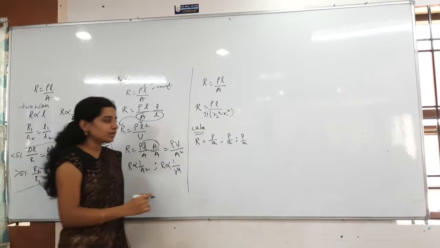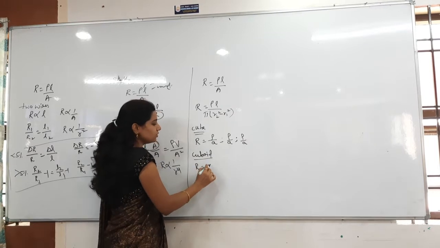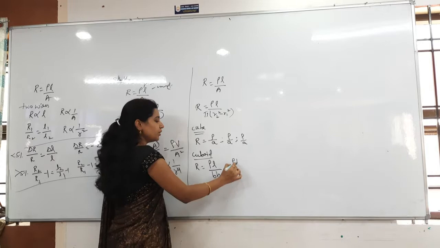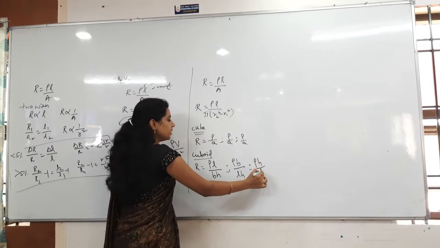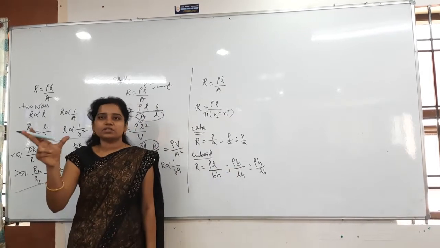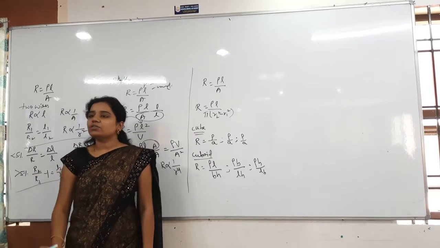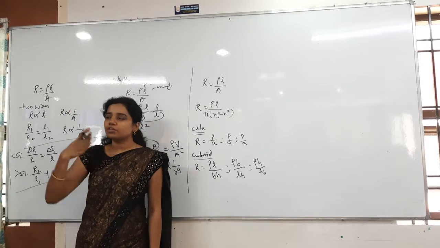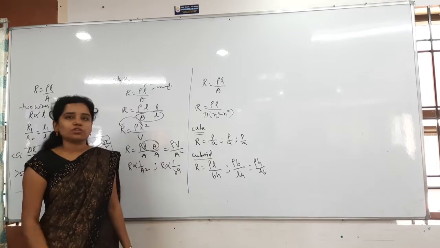Do you remember the cuboid? Yes, the rectangular block. For the cuboid, R is equal to rho into L by B H, and rho into B by L into H, and rho into H by L into B. For writing, I am writing simply, but you have to identify which one the current is going through. R1 is passing through the length, R2 is passing through the height, and R3 is passing through the breadth, front to back. So that is about the resistance of the cuboid.